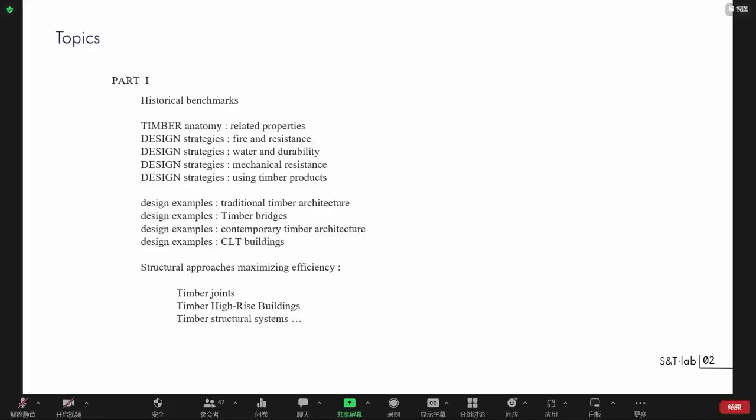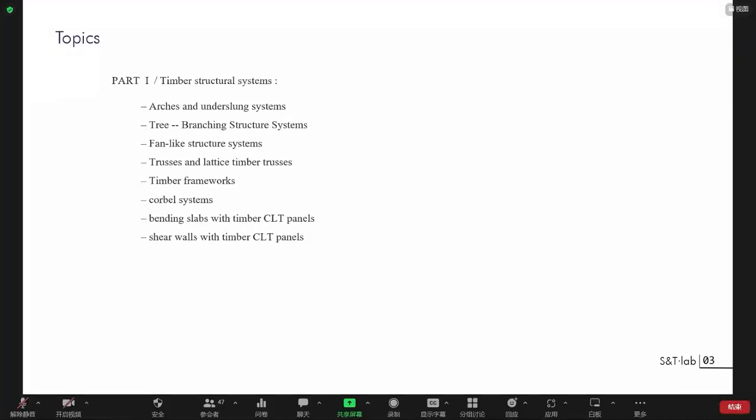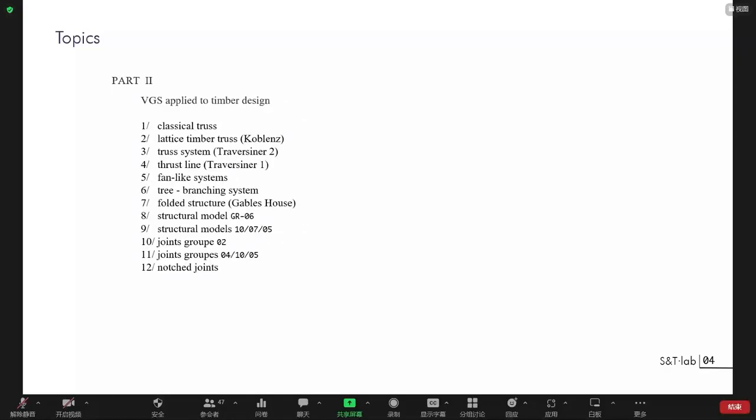From there, we will see a series of examples in traditional timber architecture, in timber bridges, in contemporary timber architecture, and in CLT buildings. Then going to more structural topics, reviewing timber joints and high-rise buildings, just giving an introduction since this is a quite complex topic, and looking at structural systems: arches, underslung systems, tree branching systems, fan-like systems, trusses, lattice timber structures, and so on, to finish with corbels and bending or shear slabs with CLT panels. Then I will give the word and the screen to my colleague Sylvain Rasner, who will present a series of examples using VGS connected to what I just explained as structural systems. That will be the topic for today.